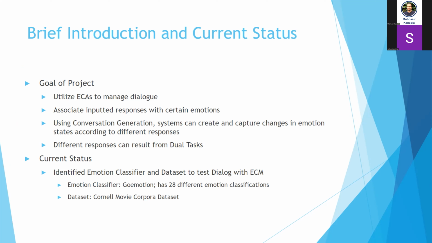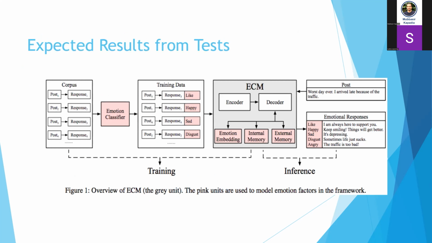So my current status is I've identified emotion classifiers and data sets to test the dialogues with ECM. The emotion classifier I'll be using is one from Google called GoEmotions, which has 28 different emotion classifications. The data set I'll be using initially is the Cornell Movie Corpus dataset, which has 58K different sentences in text that I will be using as data sets to log emotion.